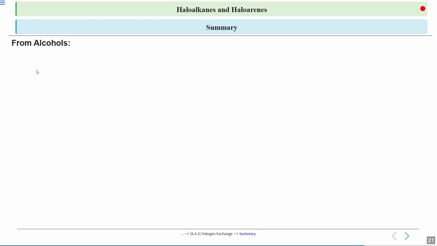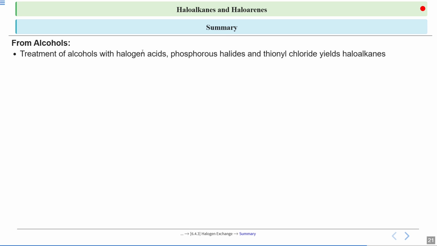Okay, let's see the summary of what we have covered today in our lecture. Firstly, we covered the preparation of haloalkanes from alcohols. Treatment of alcohol with halogen acids, phosphorus halides, and thionyl chloride yields haloalkanes. Phosphorus halides include phosphorus trihalides and phosphorus pentachloride. ROH plus HX gives RX plus water, and ROH plus PX3, where X can be chlorine or bromine, gives RX plus H3PO3 as a side product.